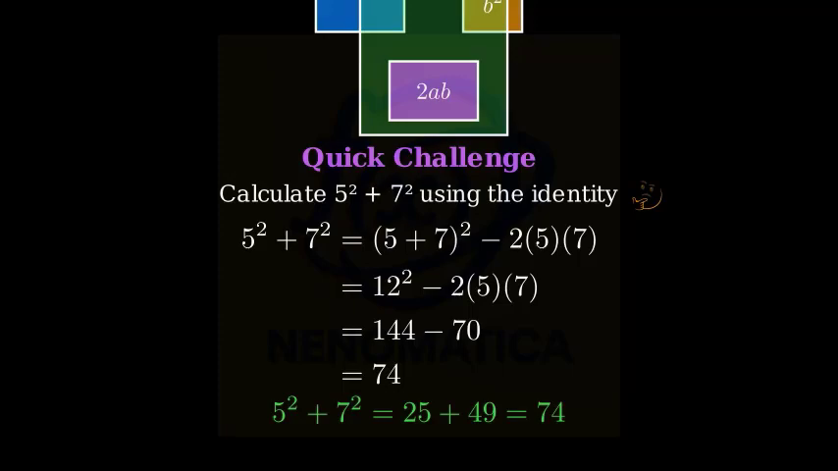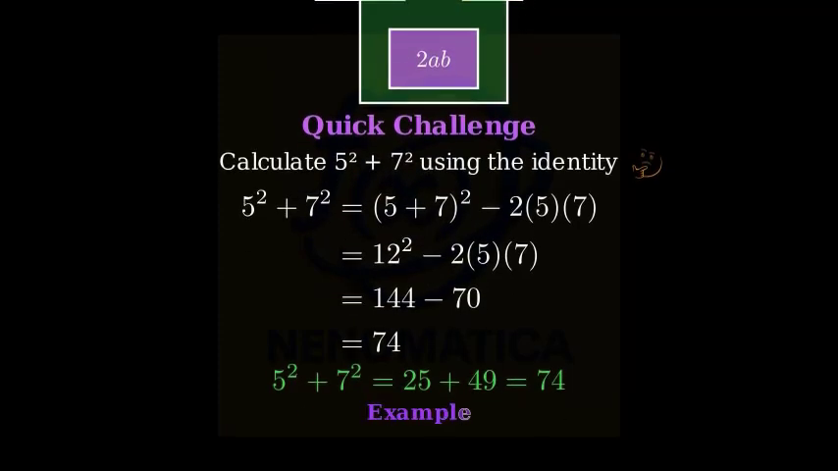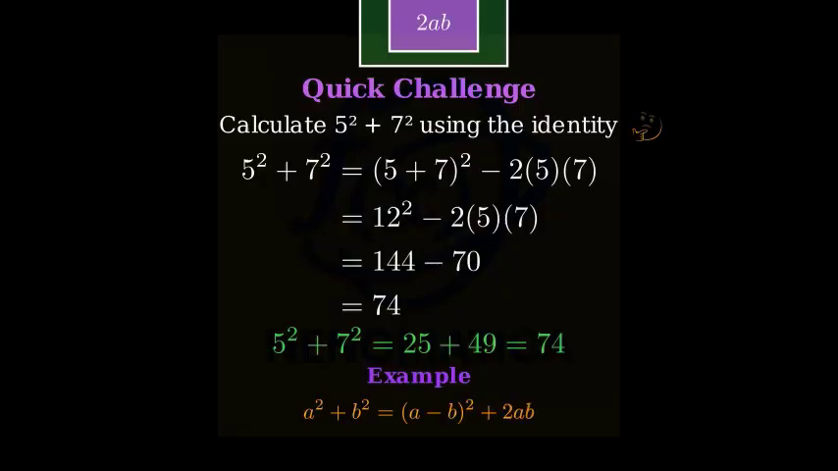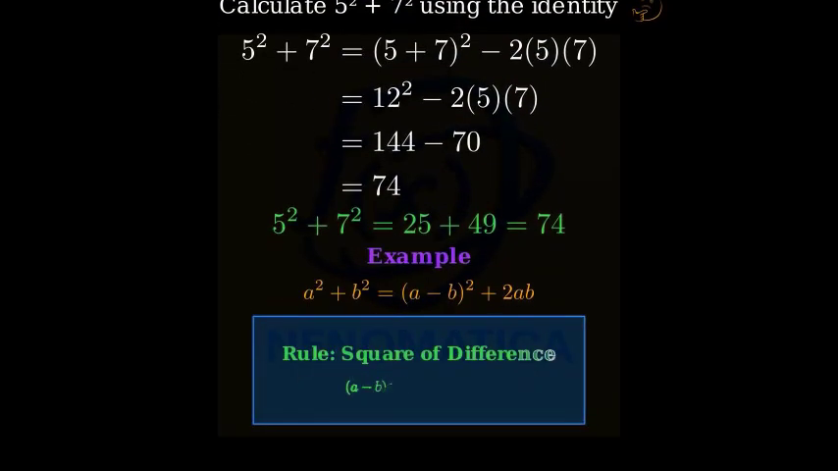Moving on to our second identity. This identity relates the sum of squares to the square of their difference plus twice their product. Specifically, a squared plus b squared equals the square of a minus b plus 2ab.